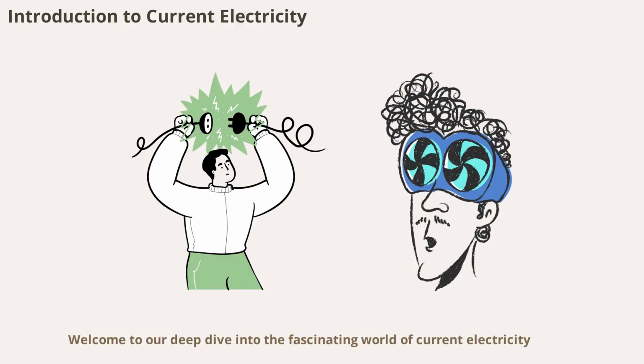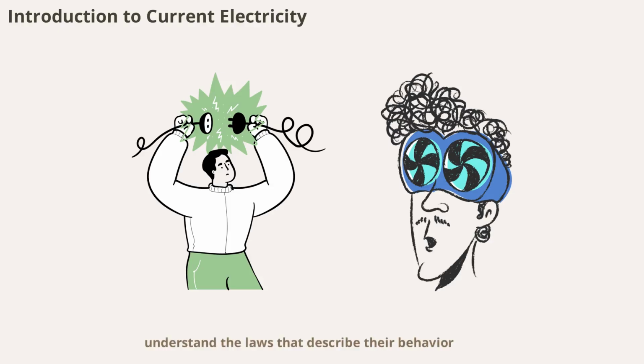Welcome to our deep dive into the fascinating world of current electricity. In this chapter, we'll explore the fundamental concepts that govern the flow of electric charge in materials, understand the laws that describe their behavior, and derive important relationships that form the backbone of electrical circuits.